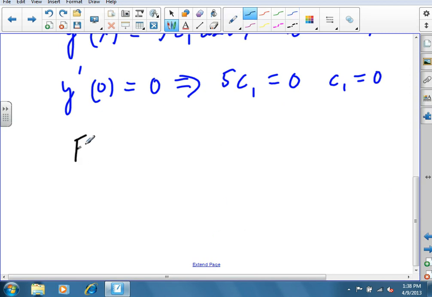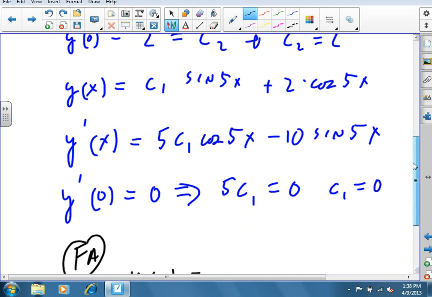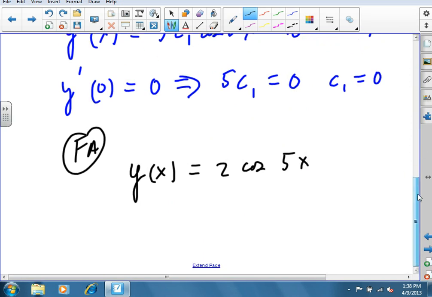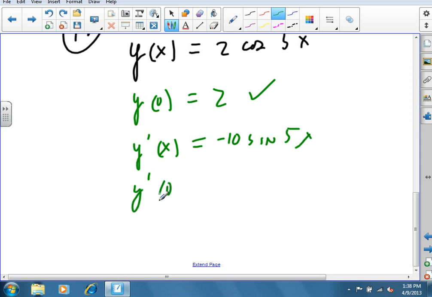So my final answer before checking, y of x is equal to 2 cosine 5x. Okay, now I'm going to check my work. y at 0 is supposed to be 2, check. y prime of x is minus 10 sine 5x. y prime at 0 is supposed to be 0, check, it is.